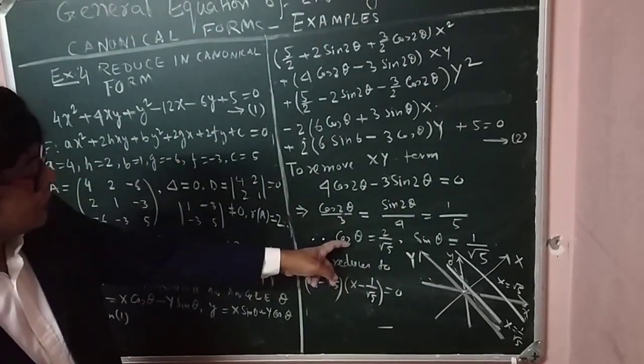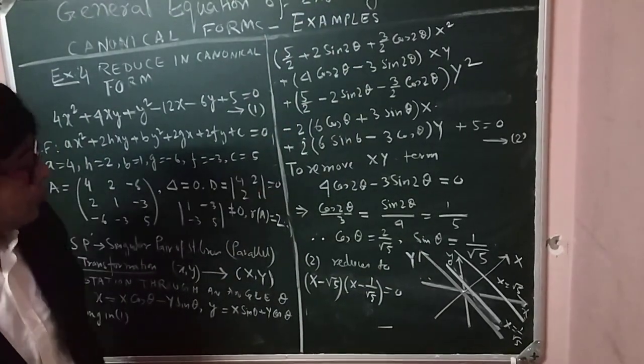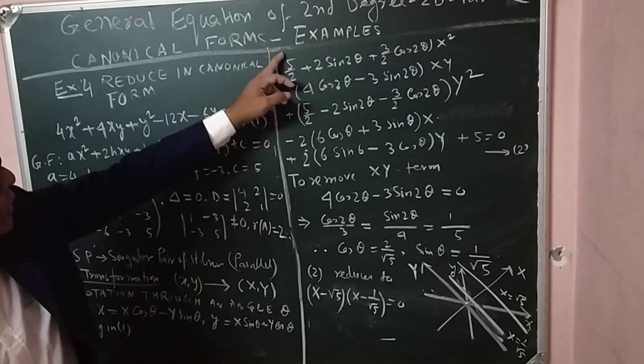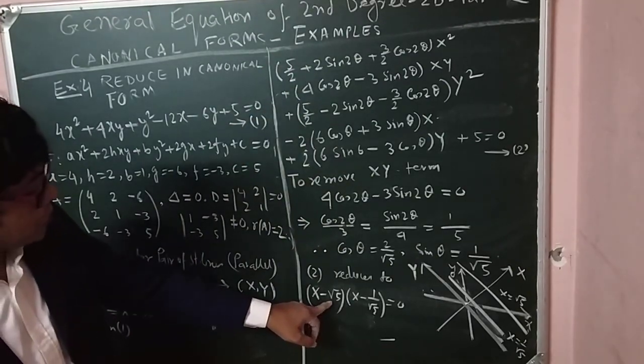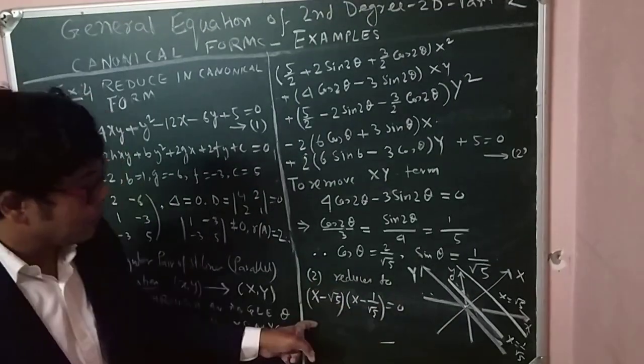On substituting this cos theta and sin theta into this equation, we can find that the equation reduces to (x minus root 5)(x minus 1 by root 5) equal to 0. So this is the canonical form.